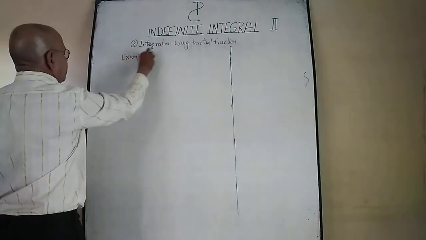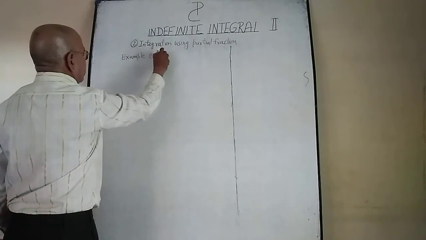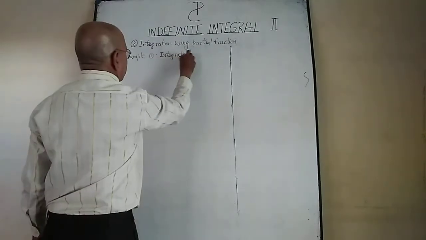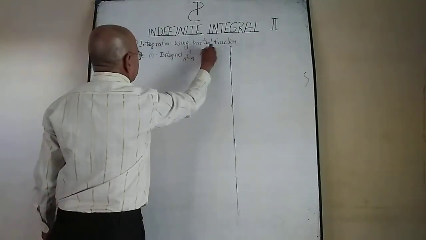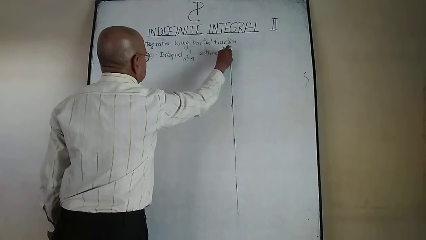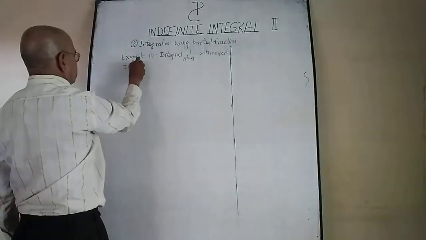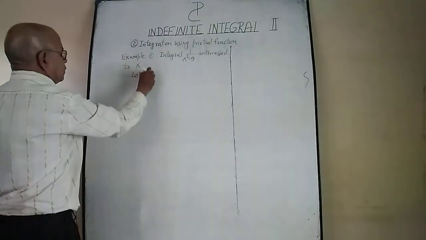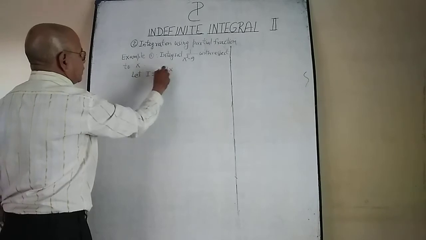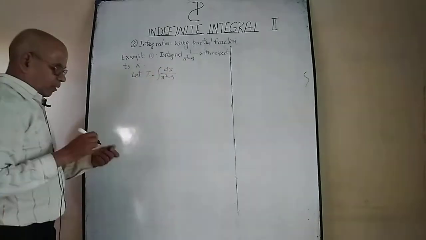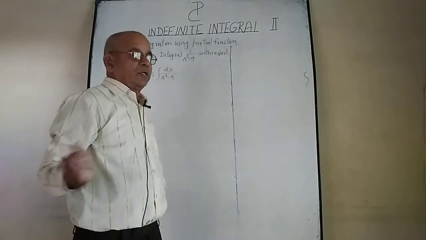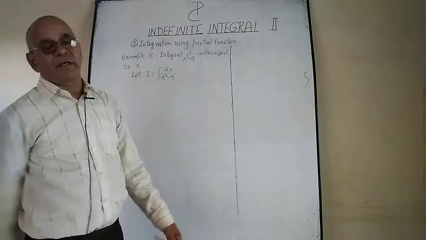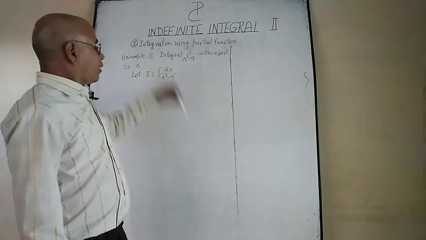In this example one, I have taken: integrate 1 upon x square minus 9 with respect to x. Let I is equal to integration of dx upon x square minus 9. As we already know from differentiation as well as the previous lecture, that with respect to x can be represented as dx. So dx upon x square minus 9.